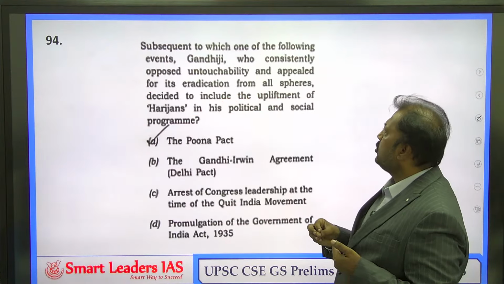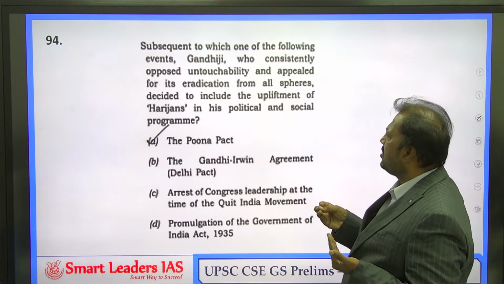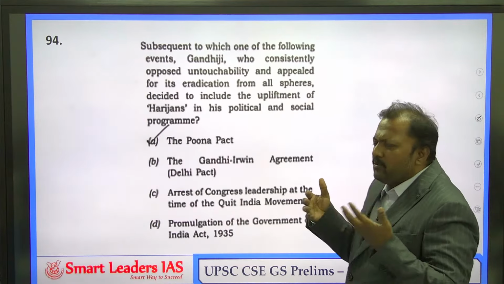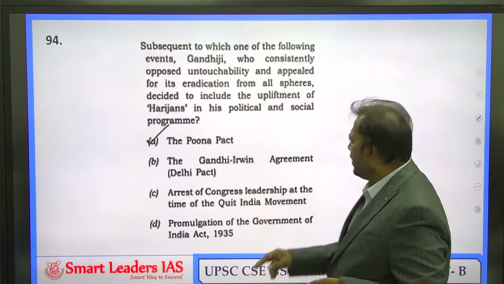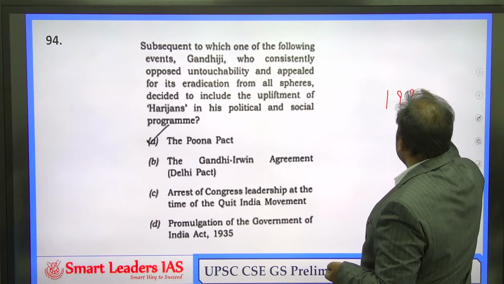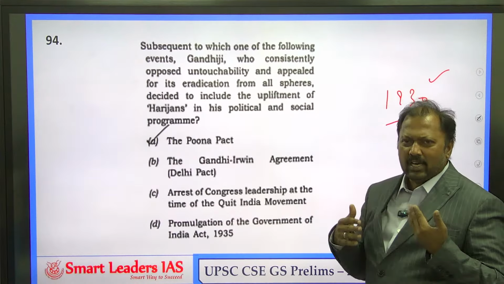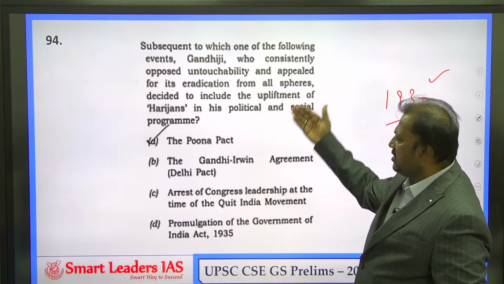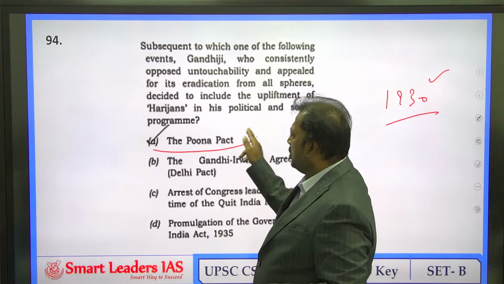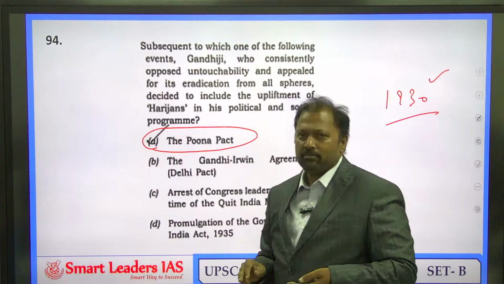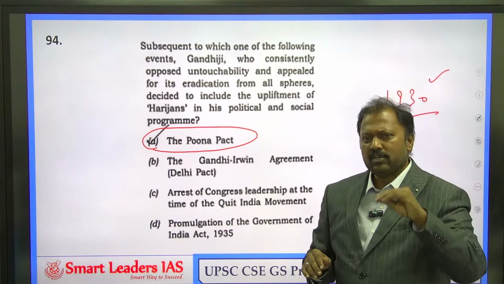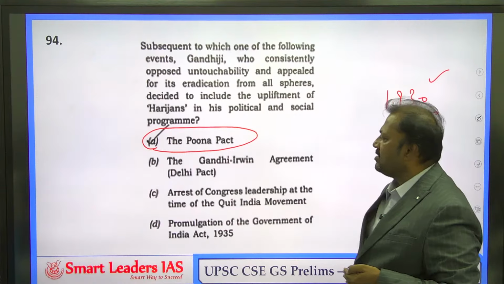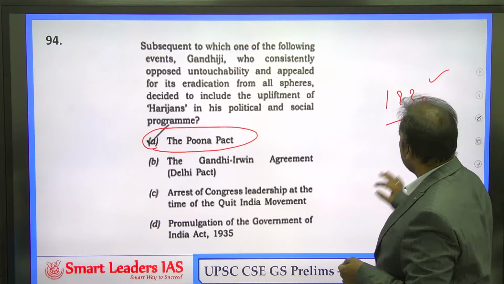94. Subsequent to which of the following events did Gandhi, who opposed untouchability and appealed for its eradication from all spheres, decide to include upliftment of untouchables? Gandhi, from when? From the 1930s only. From the 1930s, he started the magazine Harijan also, only after the 1930s. So the significant event in the 1930s happens to be the Poona Pact, which was signed by Gandhi and B.R. Ambedkar in the aftermath of the announcement of the Communal Award. So this is the sequence. This is 1932. So the Poona Pact is the answer. So 94, answer is A.